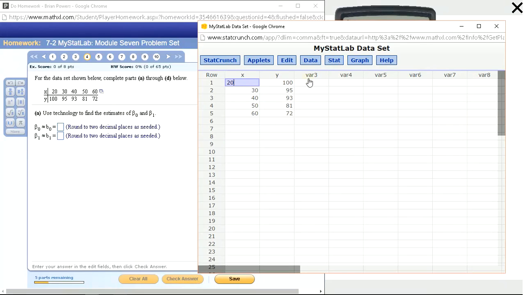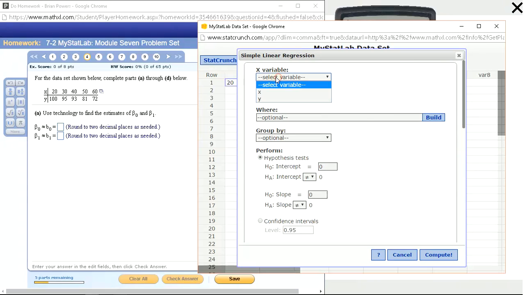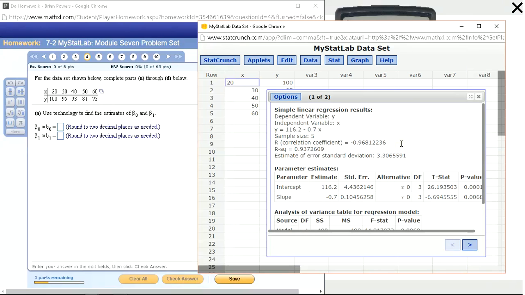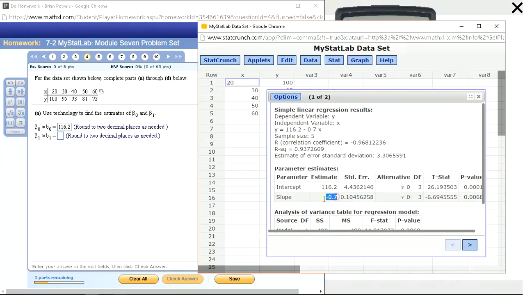Okay, so we have our data. Go under Stat, Regression, Simple Linear Regression. You select your x variable, you select your y variable, and I'll just hit compute. I don't know what else the problem's going to ask for. For now, I'll just hit compute and we'll get our output. So we've got an intercept and a slope. The intercept is what we would call b0, the estimate of beta 0. And then b1, the slope, is negative 0.7.